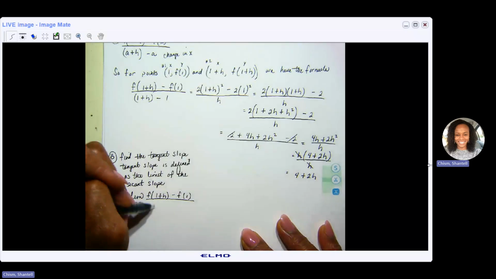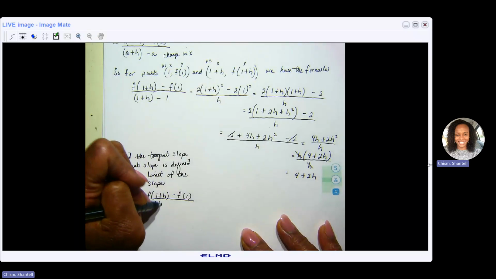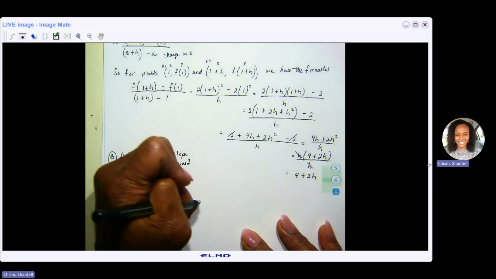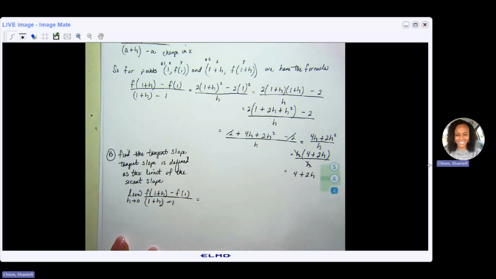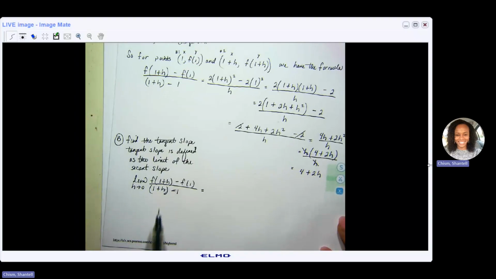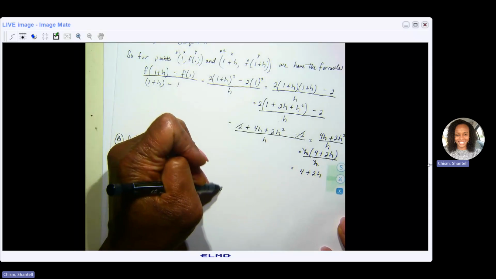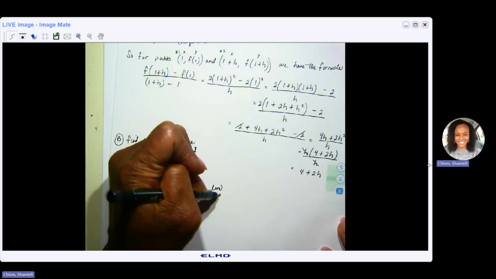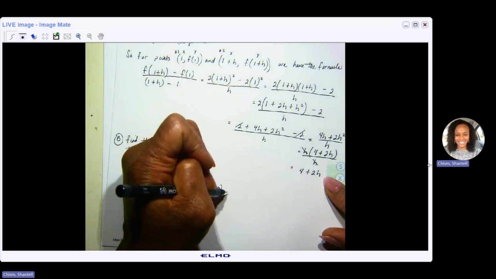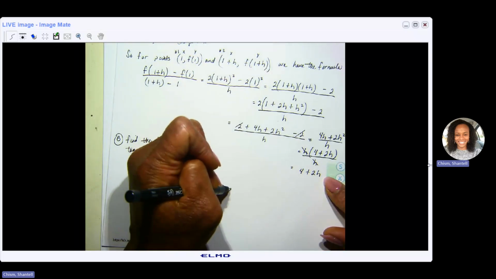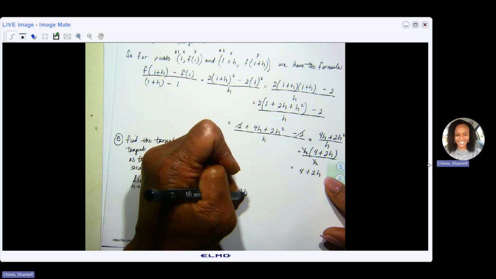I'm going to go ahead and put what it was originally, though, 1 plus h squared minus 1. Now, keep in mind, we already know this answer. And I'm sorry I smeared that. But keep in mind, we already found what this slope is for the secant line. Now we're just going to take the limit of it. So I'm just going to bring over limit as h approaches 0. And this right here is 4 plus 2h. So I'm going to take the limit as h approaches 0 of 4 plus 2h.